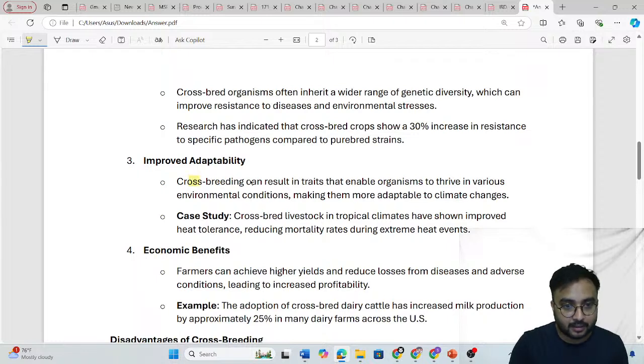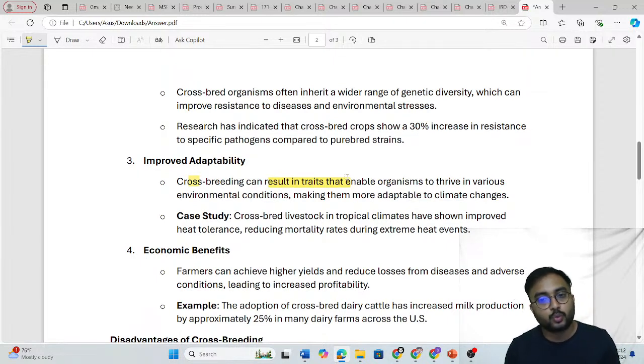Improved adaptability. Crossbreeding, when we are talking about it, can result in the traits which will enable organisms to thrive in various environmental conditions. So, when two breeds are brought together and crossbred with each other, the new young one which is born also adapts itself according to the climate and absorbs all the characteristics which are essential for its survival. It is similar to the overall genetic survivability which allows adaptations in living beings.